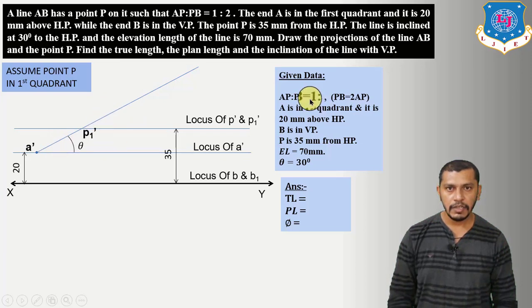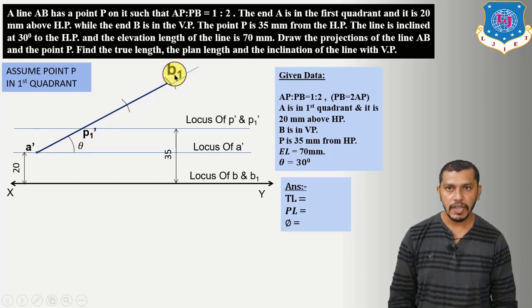Now here the ratio is given, AP is to PB is equal to 1 is to 2. So PB is equal to 2 into AP. If we measure A to P, then P to B will be twice the length of A to P. So take the length of AP on the rounder, put your rounder on P and give two arcs, 1, 2. At the second arc we will get P1 dash. By connecting P1 dash to A dash, we will get the true length. Now we have the true length.